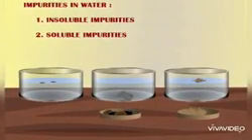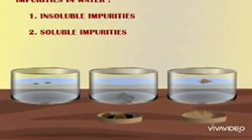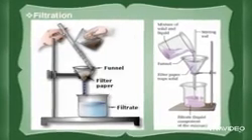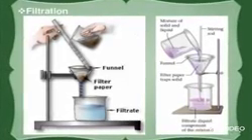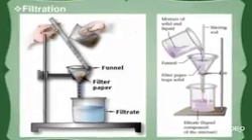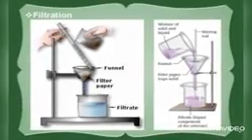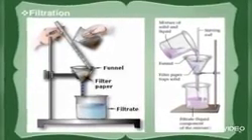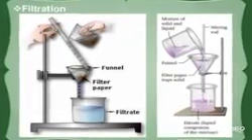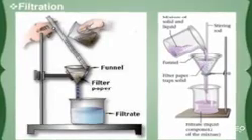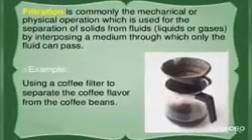Impurities in water. Impurities, insoluble impurities or soluble impurities. How to remove these impurities? Number 1 is filtration. Insoluble suspended impurities in water can be removed by the process of filtration. Impure water can be filtered using a physical barrier known as filter paper or activated carbon. For example, we can filter tea or coffee through filtration.